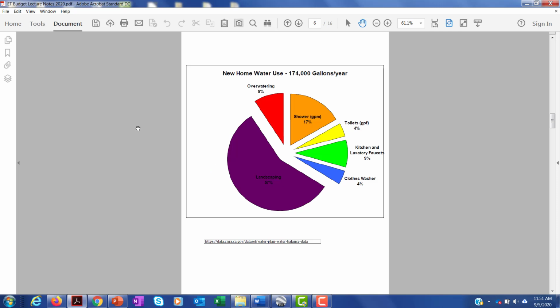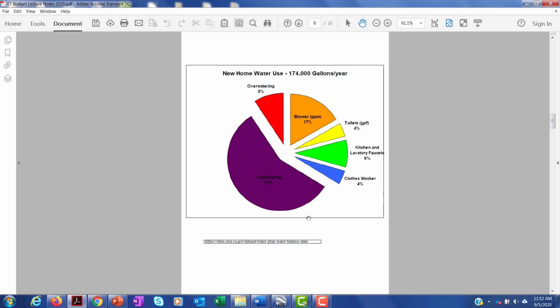So I'm going to throw a few things at you. We're going to go over them again in different ways. But here is a chart of basic home water use. This is from some studies. And you can see showers use 20%, toilets 4%, etc. Look at this landscaping. 57% of the water in a house goes to the landscape.